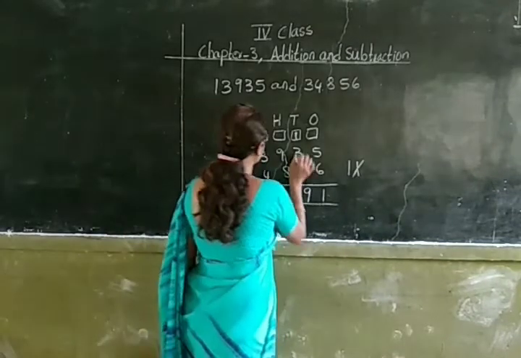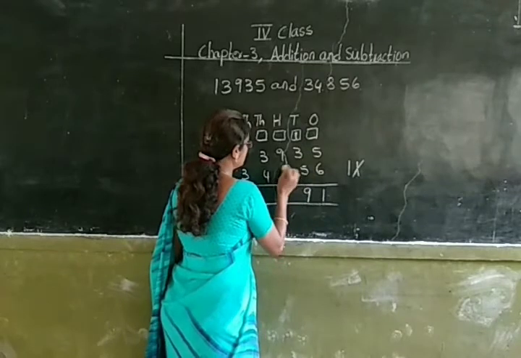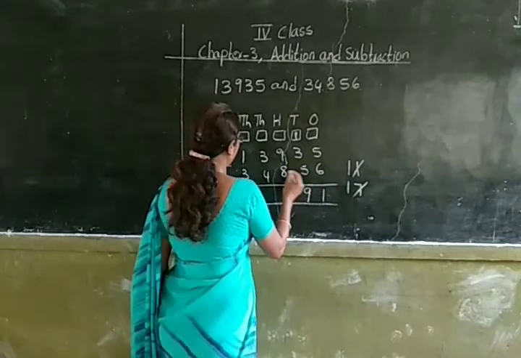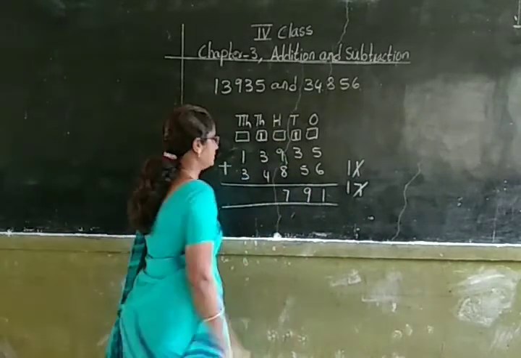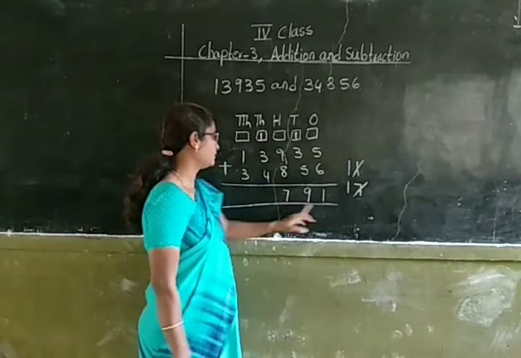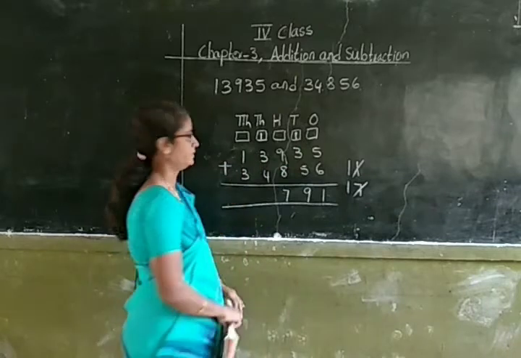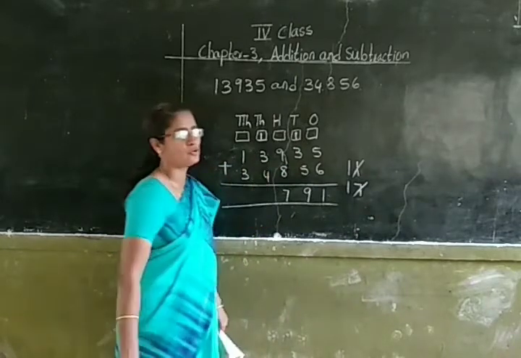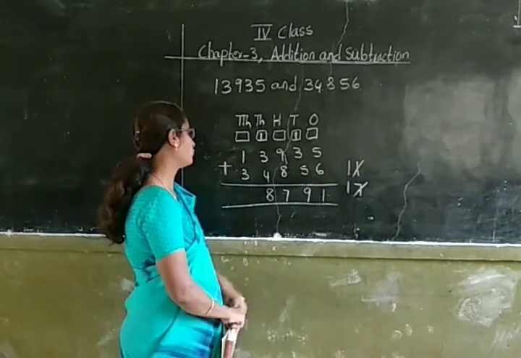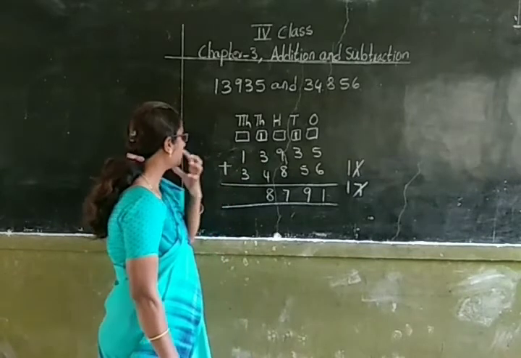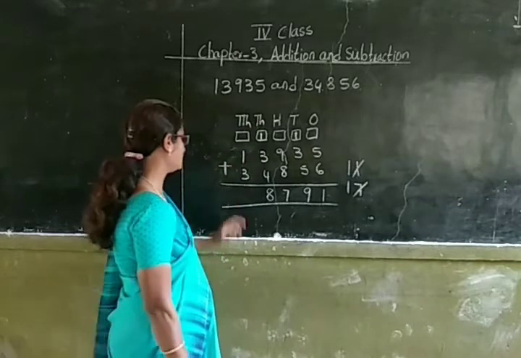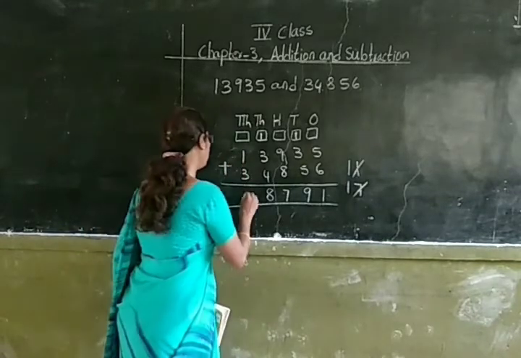9 plus 8 is 17. Put 7 in the hundreds place and carry 1 to the next place. Next, 3 plus 1 is 4 and 4 plus 4 is 8. After adding the numbers in thousands place, you have to add the numbers in 10,000s place. 3 plus 1 is 4.